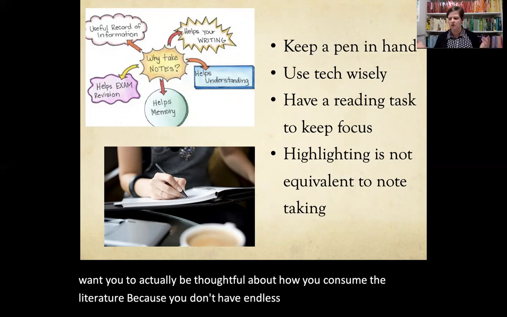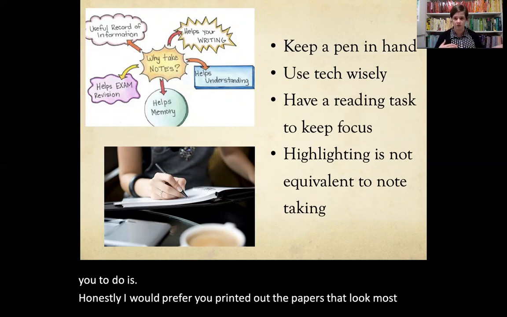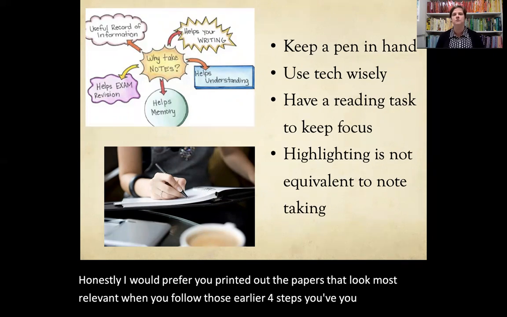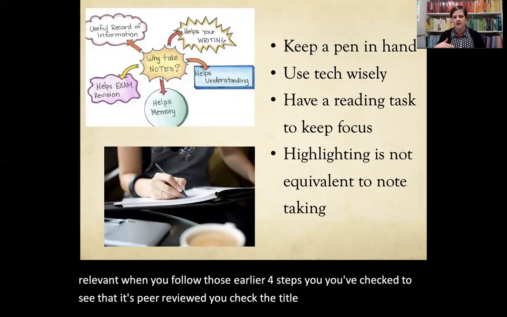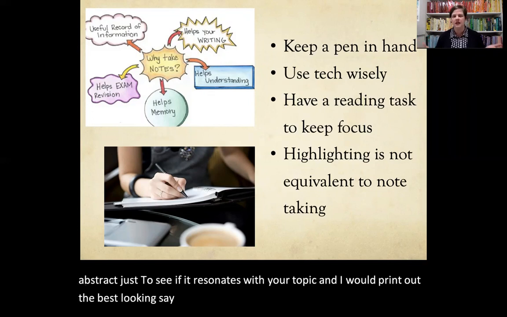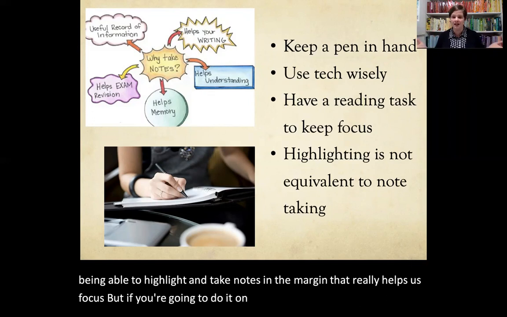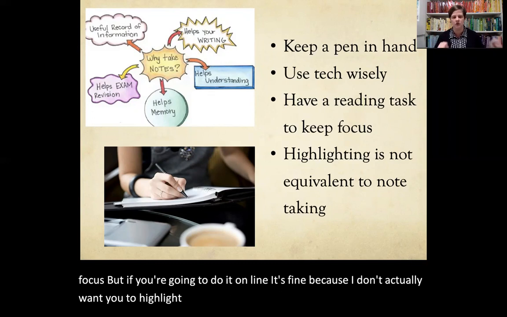I get that. So honestly, I would prefer you printed out the papers that look most relevant. When you followed those earlier 4 steps, you've checked that it's peer reviewed, you've checked the title, you've skimmed the abstract to see if it resonates with your topic. I would print out the best looking 5 or 6 of them, because there's something about being able to highlight and take notes in the margin that really helps us focus. But if you're going to do it online, it's fine, because I don't actually want you to highlight alone. I want you to take notes in your own words.